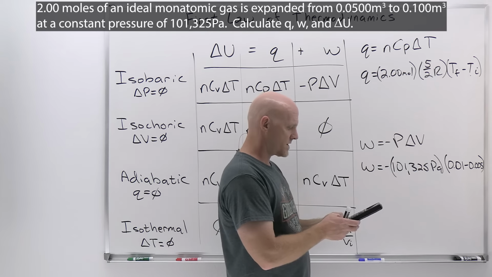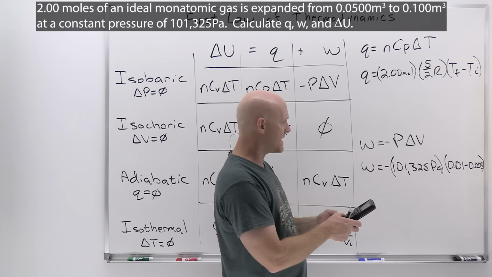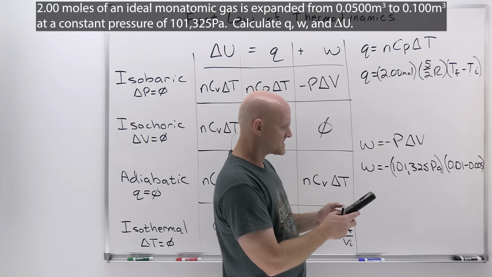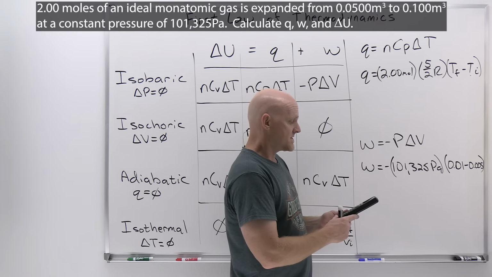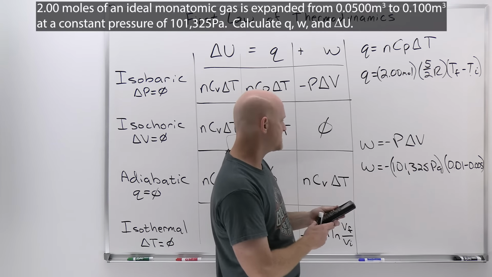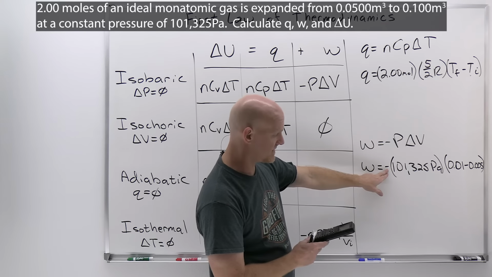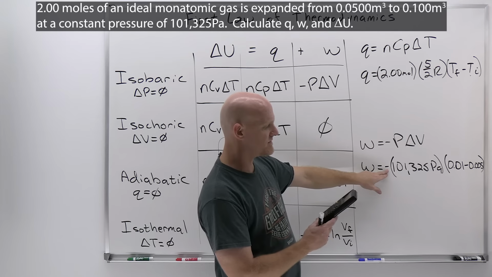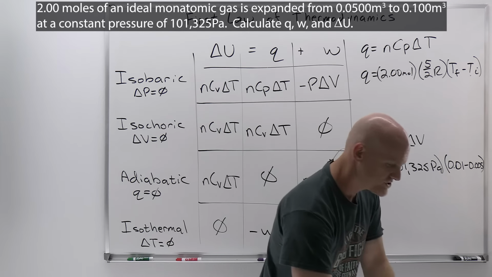And so 101,325 times 0.01 minus 0.005 in parentheses there is going to get us 506.625. It is negative here. And I'll round that to, what is this, 3 sig figs? 3 sig figs, so negative 507 joules.